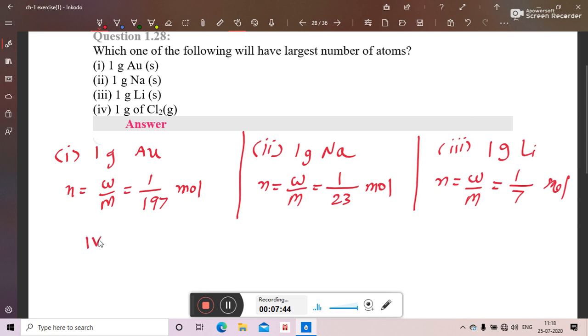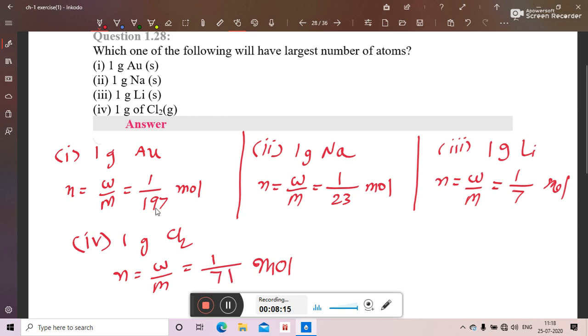And number 4 is 1 gram of Cl2. So number of moles is equal to mass upon molar mass. Mass of Cl2 is 1. Molar mass is 35.5 into 2. So that is 71, so 1 upon 71 mole. Now here we have to remember that in all the four mass is same, that is 1. Only the denominator is different. So the one which will be having less denominator will be having more number of moles.